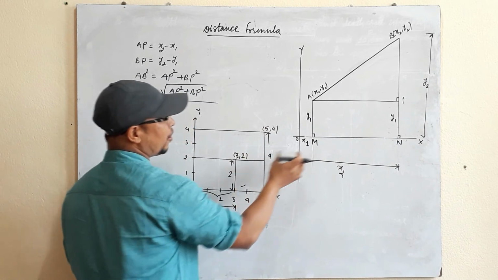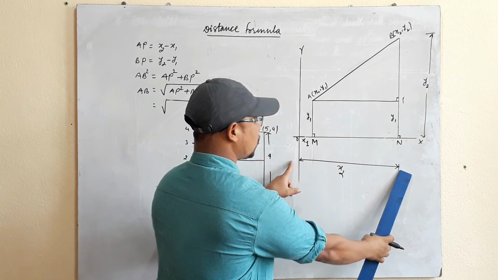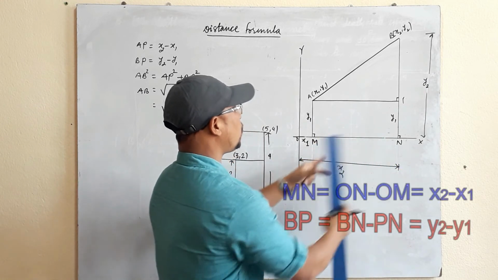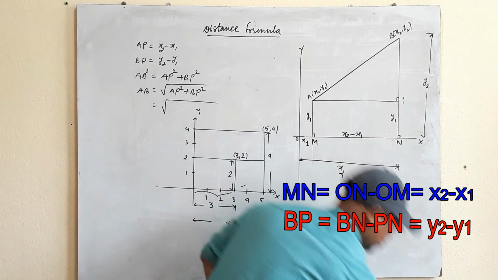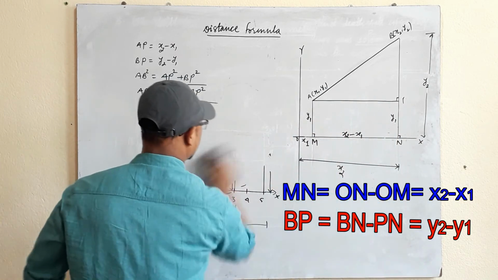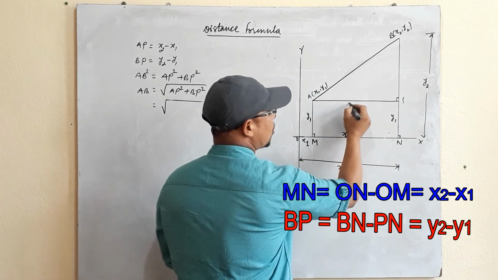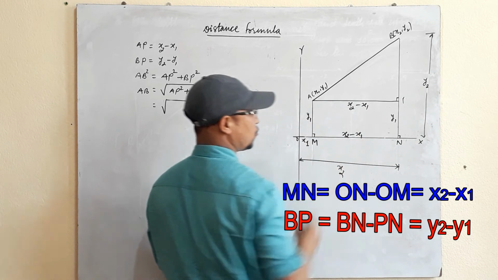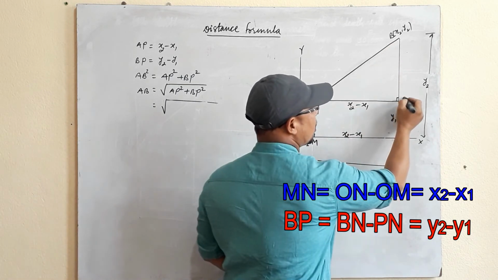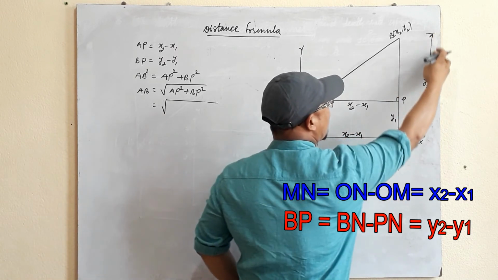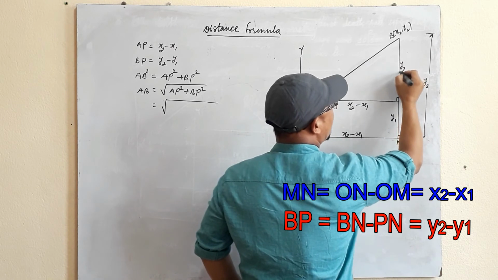Okay, now what is the value of MN? This whole is x2 and this value is x1. So of course the MN value is x2 minus x1, and this value is also x2 minus x1. Now what is the value of BP? This whole value is y2 and this small value is y1, so this value becomes y2 minus y1.